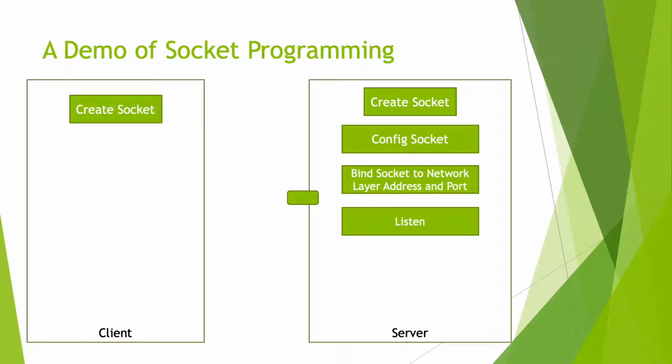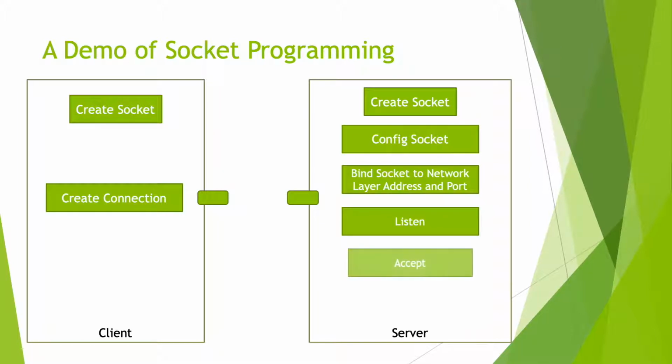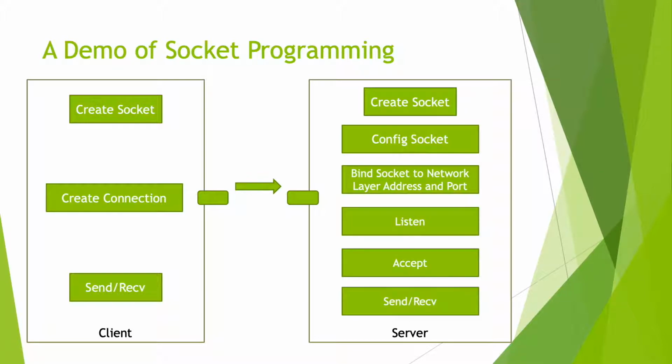At the client side, what you need to do is create a socket. After that, you try to create a connection with the server socket. Once the connection creation request is sent, the server can accept this request, and then the connection will be established. After that, the client can send any kind of data or message to the server, and the server can also reply back with any kind of data or message through the connection that we just established.